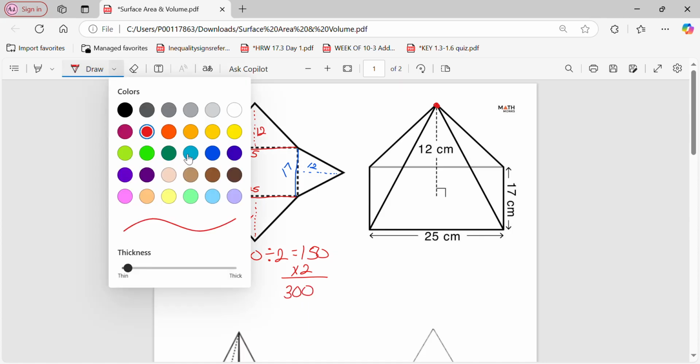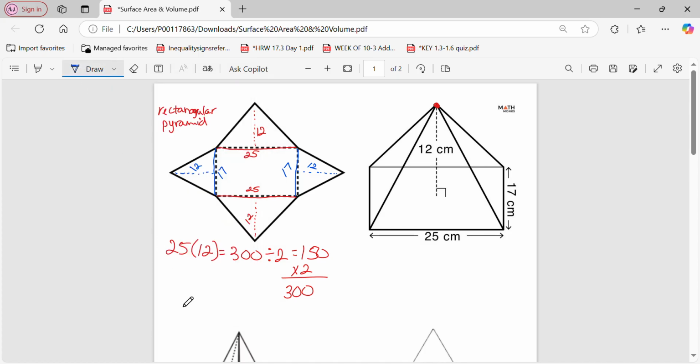Now for my blue triangle, I'm going to do the exact same process. My base is 17, my height is also 12, and when I multiply these together, I get 204. Now I need to divide by 2 to get 102. I have two blue triangles, so again I'm going to multiply by 2 to get 204.